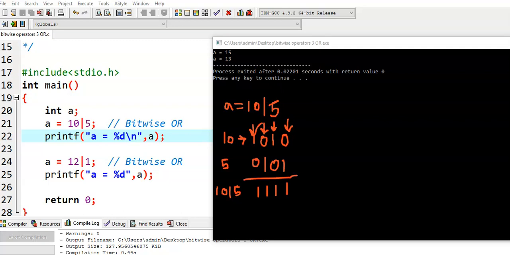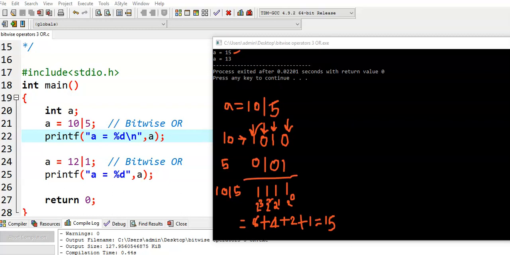How to find the decimal value? We have already seen this in the previous video. We multiply all these values with powers of 2: 2 power 0, 2 power 1, 2 square and 2 cube. We multiply all these values and add them. 1 into 2 cube is 8, plus 1 into 2 square is 4, plus 1 into 2 power 1 is 2, plus 1 into 2 power 0 is 1. Finally we get the value 15. In this fashion we got the first output, A is equal to 15.